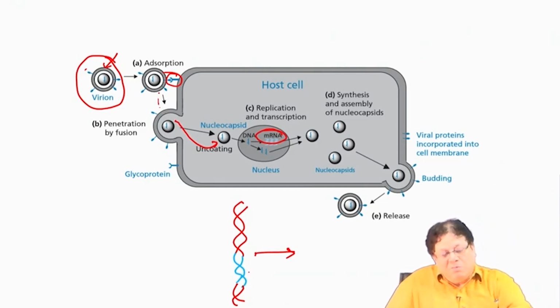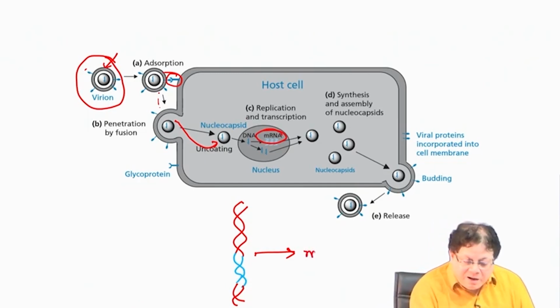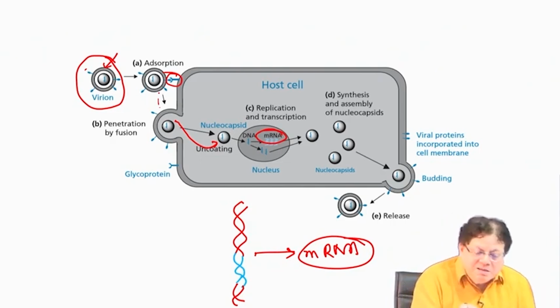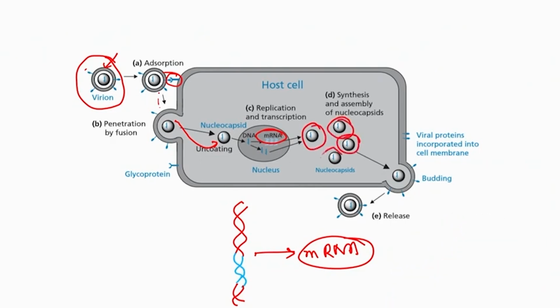Transcription means you are making the mRNA, and the mRNA comes out. This mRNA will contain some mRNA corresponding to the virus DNA, and they will make the required proteins, and then form new virus capsids, and finally this comes out and an envelope is also formed around the virus.